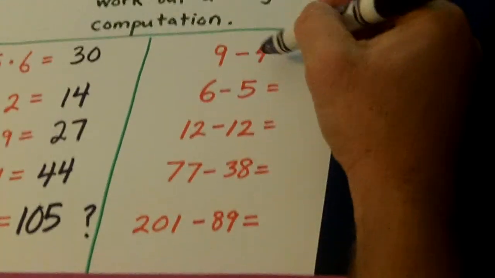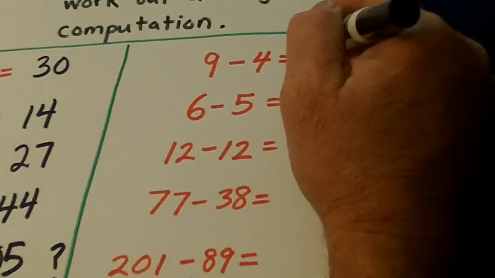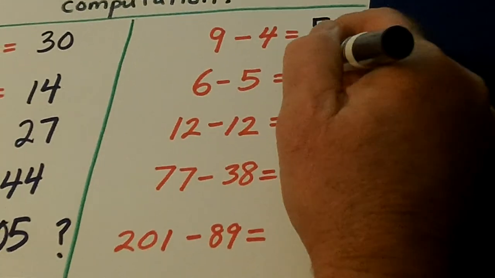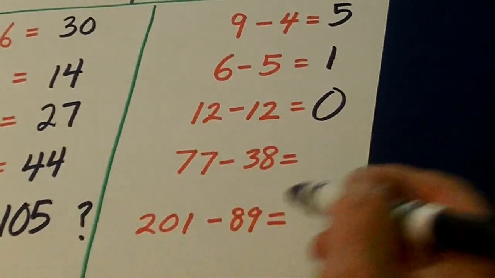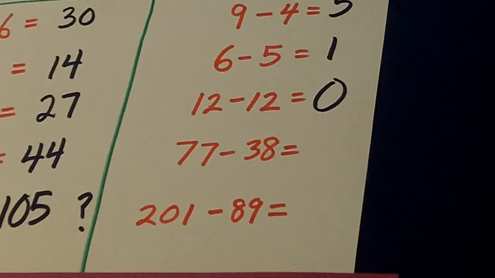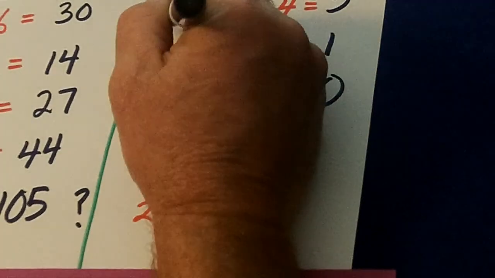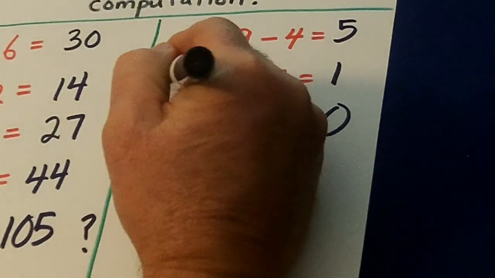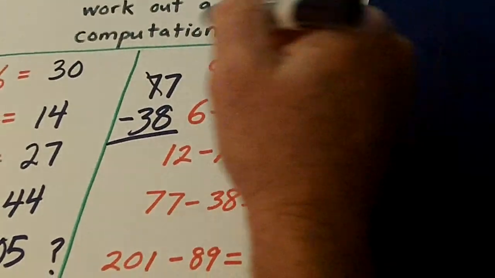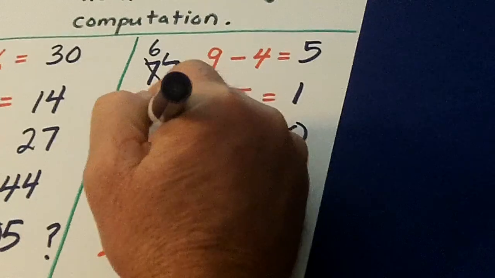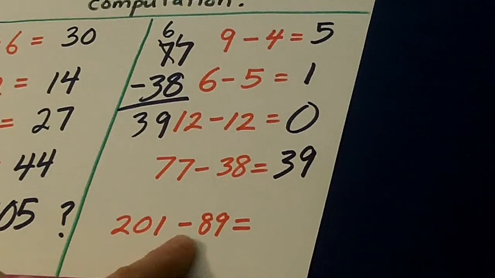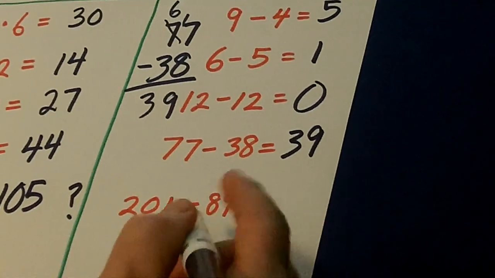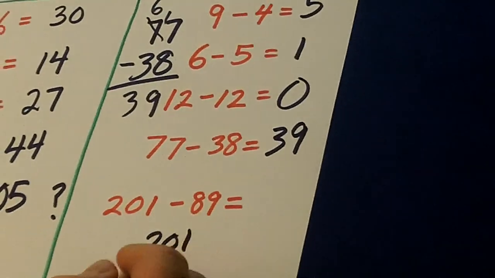Let's take subtraction. Hey, 9 minus 4, that's 5. 6 minus 5 is 1. 12 minus 12 is 0. Well, I don't know what 77 minus 38 is. I give up. No, don't give up. Find a place to write it up and down. Okay, now we have to borrow. Let's not be lazy. So we get 9, 39, 39. 201 minus 89. I'm not going to give up. I write it up and down.